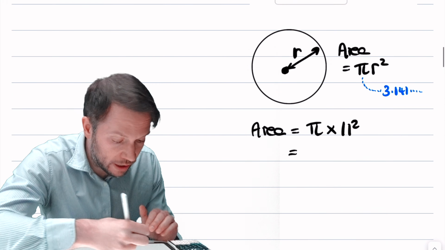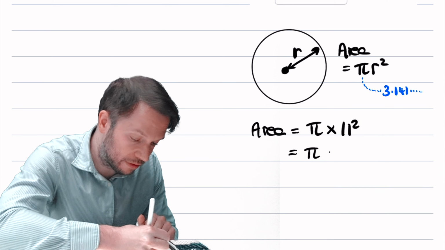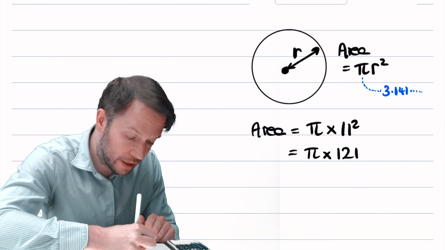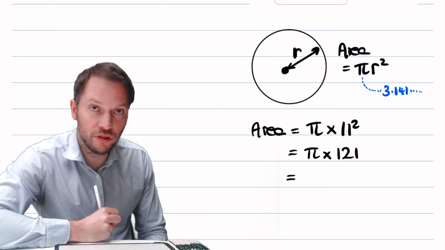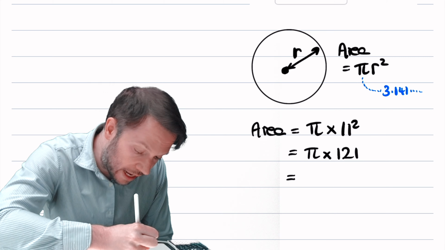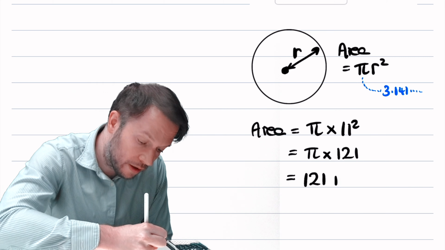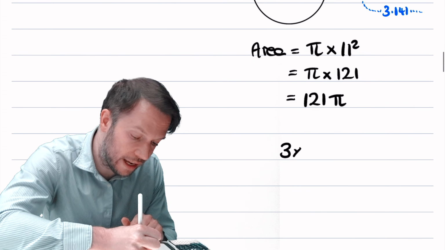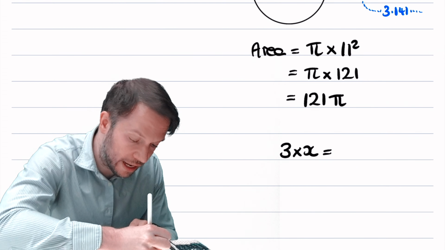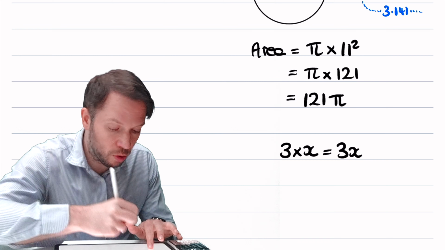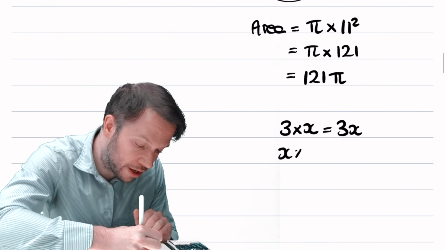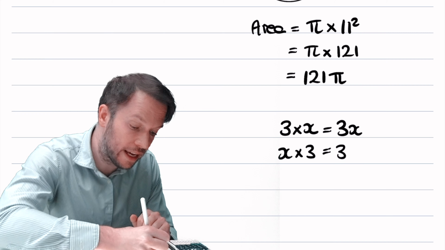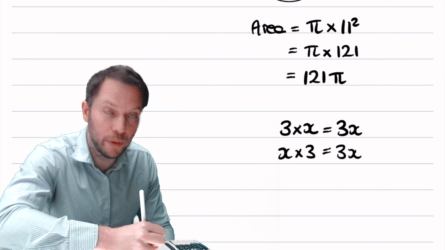So what is 11 squared? 11 squared is 11 times 11, which is 121. Now, if you've got pi times 121, you write it as 121 pi. It's a bit like if I had, say, 3 times x, you'd write that as 3x, wouldn't you, with the 3 before the x? Or if I wrote x times by 3, you would still write 3x because you write the number before the x.